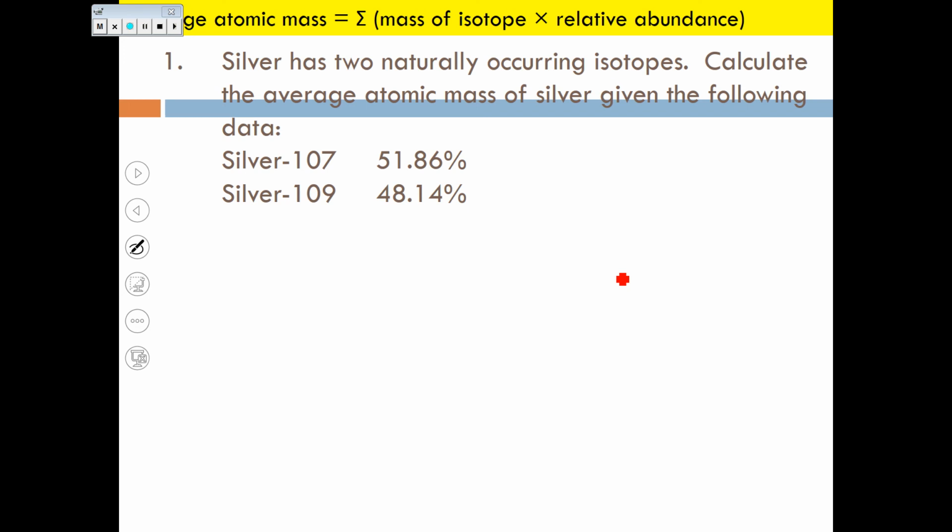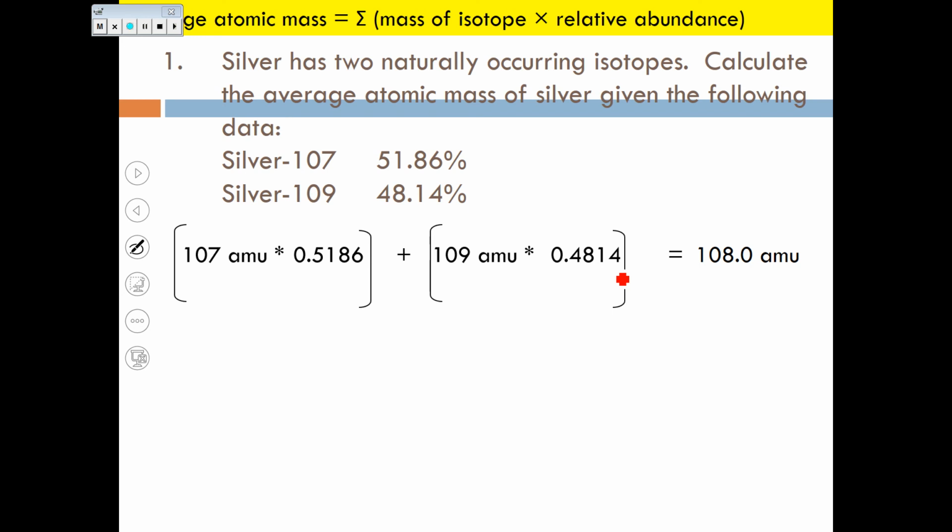Silver has 2 naturally occurring isotopes. Calculate the average atomic mass of silver given the following data. So for isotope 1, you take its mass times its abundance in decimal form, plus the second mass times its abundance in decimal form to get 108 AMUs.